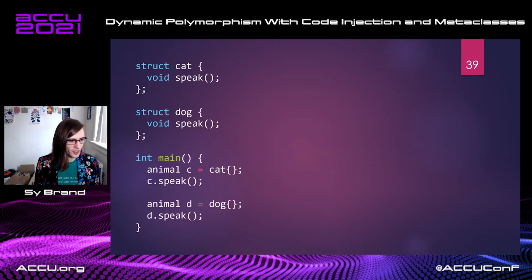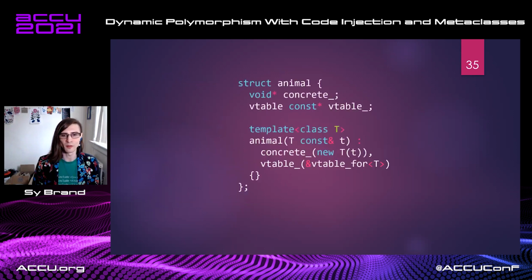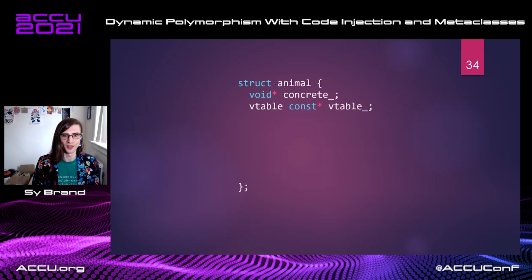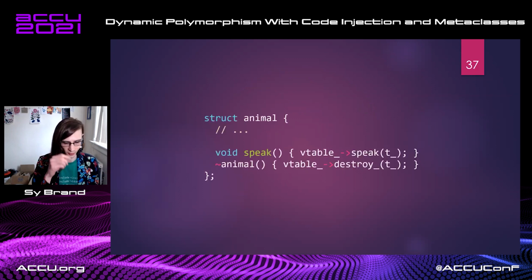I've got a question here. Can we use a smart pointer instead of void star, or are there reasons not to? Well, we're managing the lifetime ourselves because we have this destructor and we're having to call through the vtable to destroy the object. So we could abstract some of this into our own kind of smart pointer, but this is the behavior we're aiming for.